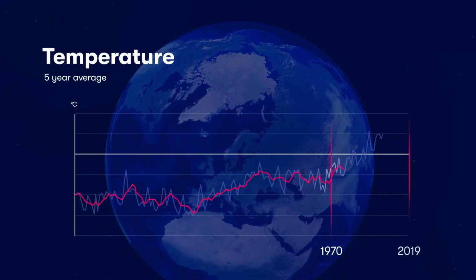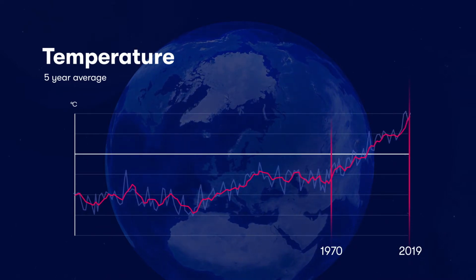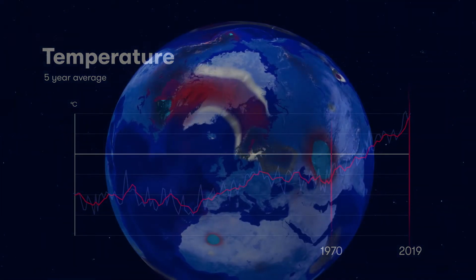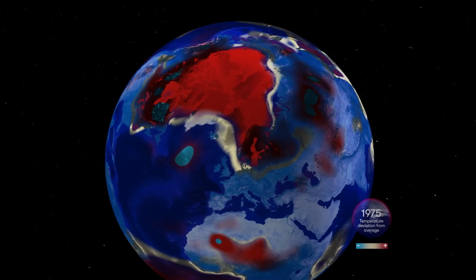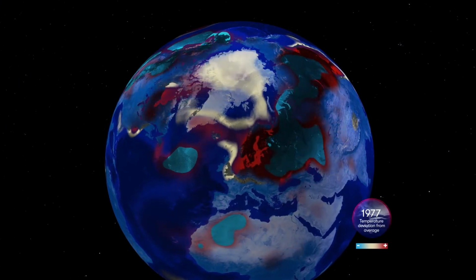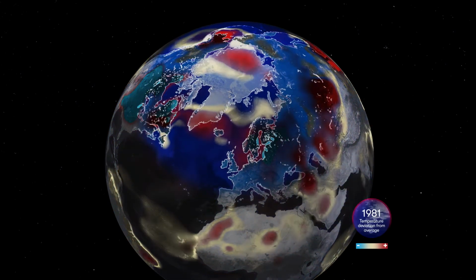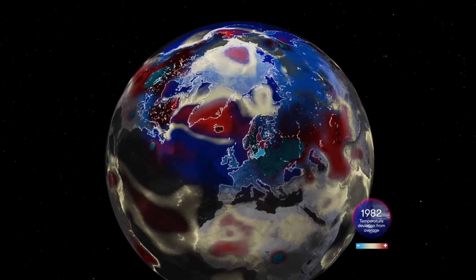Since 1970, we've experienced a global increase in temperatures of about 0.7 degrees Celsius. This doesn't sound like much, but as it is a global average, the figure obscures large variations. The greatest increase is seen in the Northern Hemisphere, especially in the Arctic region.